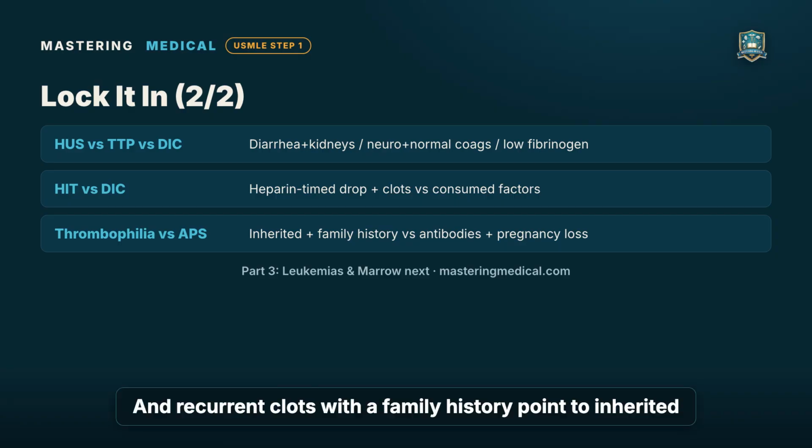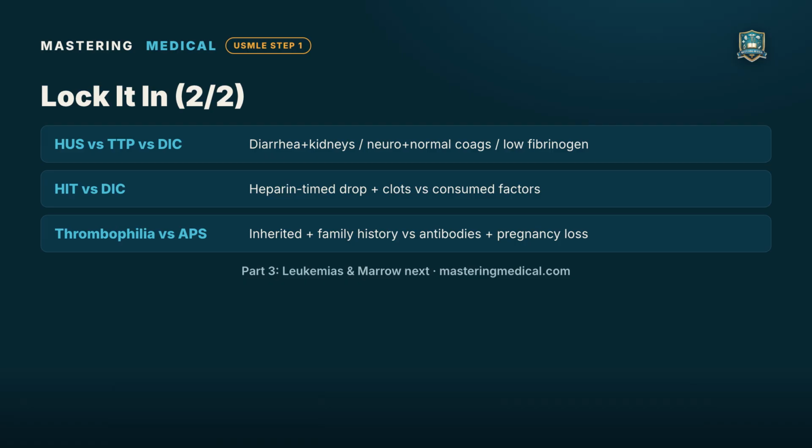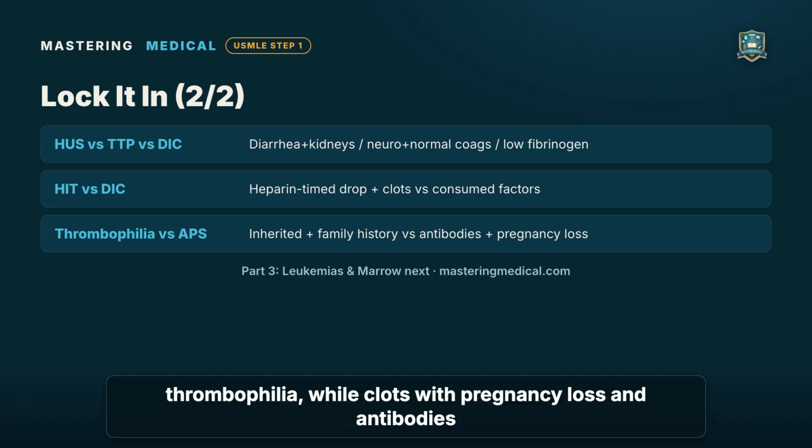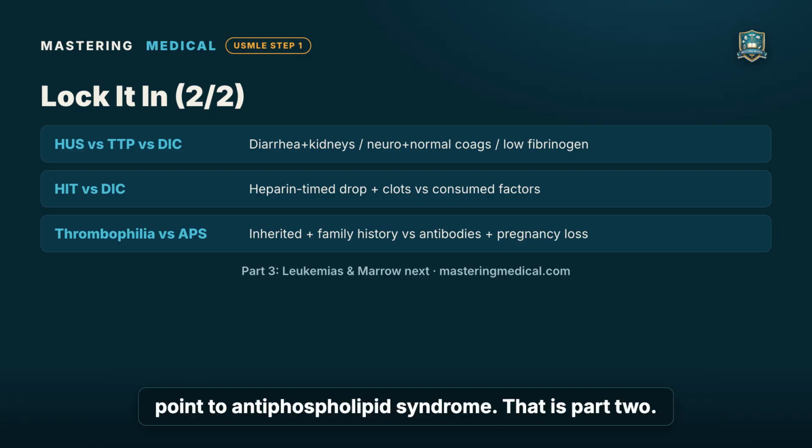And recurrent clots with a family history point to inherited thrombophilia, while clots with pregnancy loss and antibodies point to antiphospholipid syndrome. That is part 2.